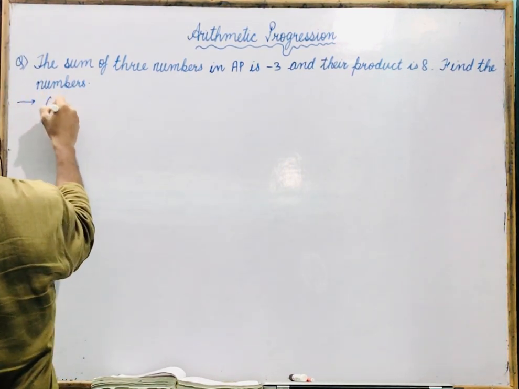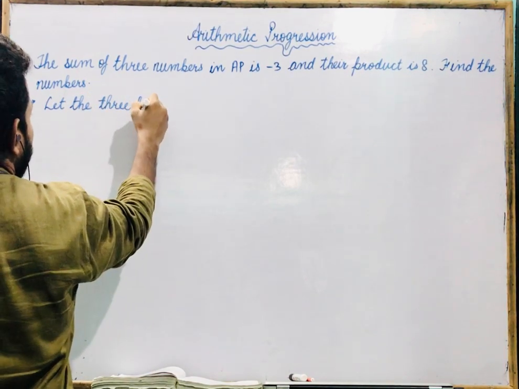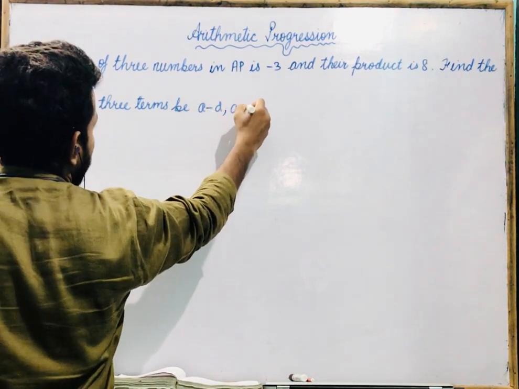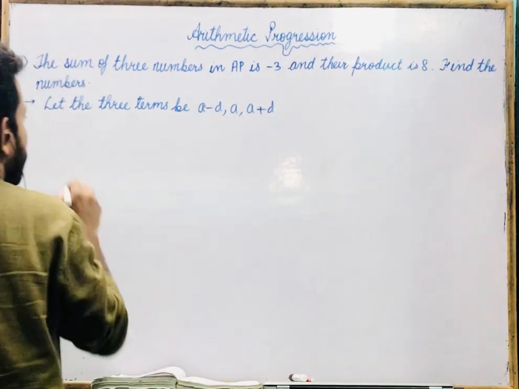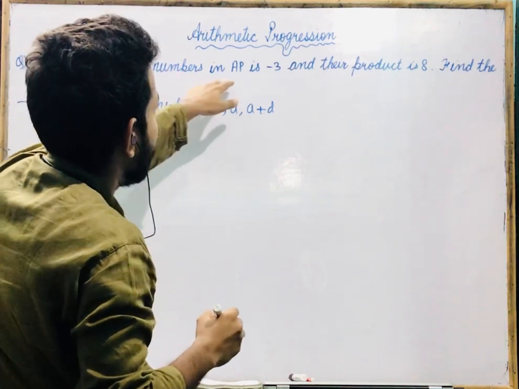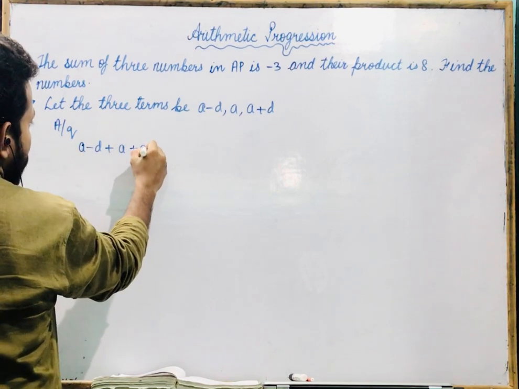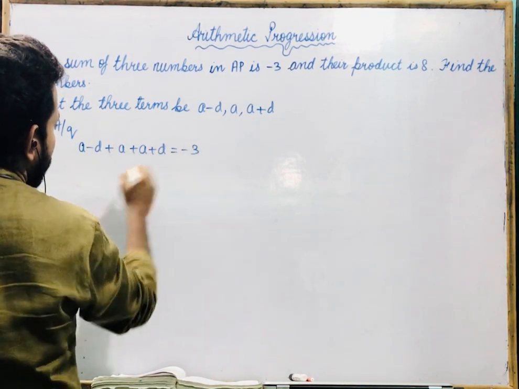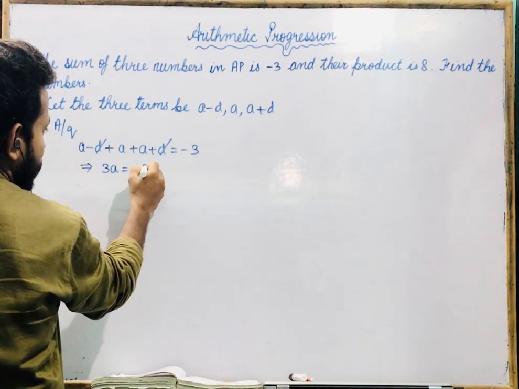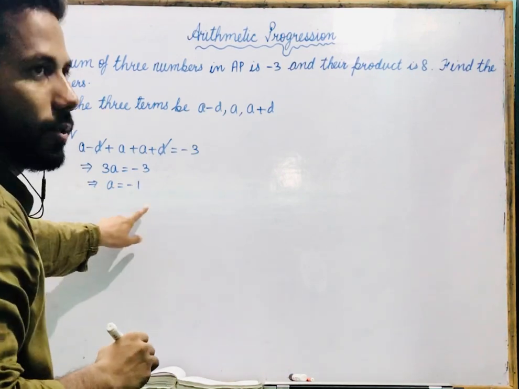So let those three terms be A minus D, A and A plus D. So according to the question, what does the first statement say? The sum of three terms in an AP is -3. So A minus D plus A plus A plus D equals -3. From here, minus D and plus D get cut. 3A equals -3, A equals -1. We have got A equals -1.